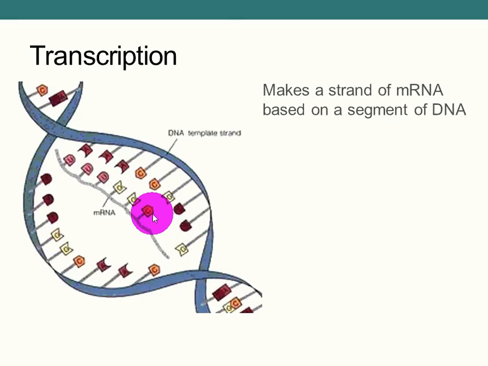It could code for your eye color. It could code for your height. It could code for your susceptibility to cancer or Parkinson's. Your DNA pretty much codes everything about you. And what we do is we again have to unzip that DNA.